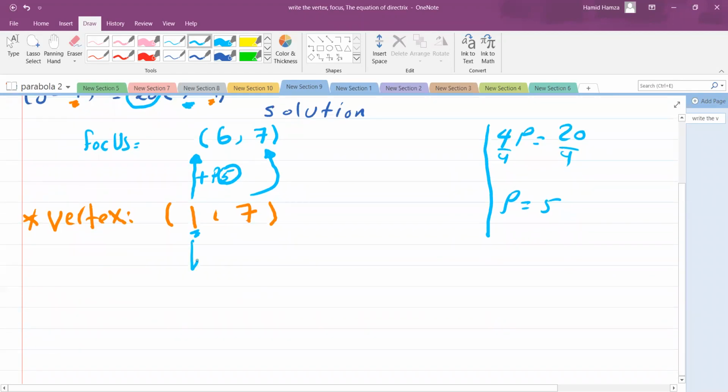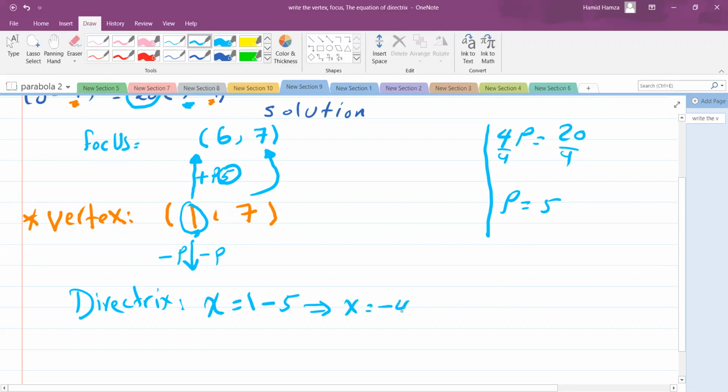Now subtract b, so minus b here. What is the value of b? Subtract b, and you will get the equation of the directrix. So the directrix: here we work with x, not with y. So it will be x equals 1 minus 5, so x equals -4. This is the equation of the directrix.